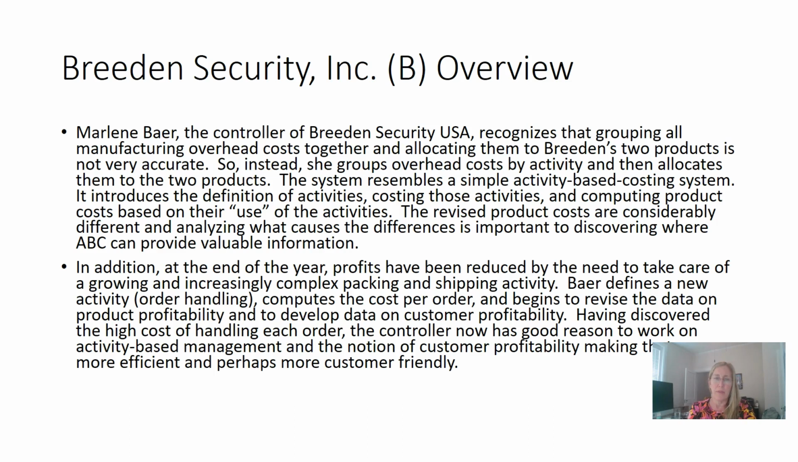can provide valuable information. So in addition, at the end of the year, profits have been reduced by the need to take care of a growing and increasingly complex packing and shipping activity. Bayer defines a new activity, computes the cost per order, and begins to revise the data on product profitability and develop data on customer profitability. Having discovered the high cost of handling each order, the controller now has good reason to work on activity-based management and the notion of customer profitability, making that process more efficient, perhaps more customer-friendly.